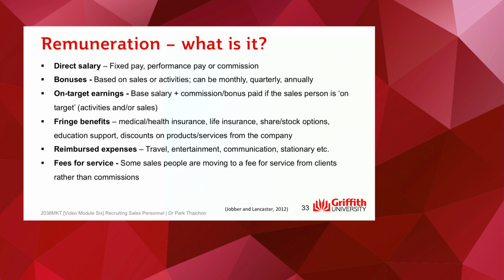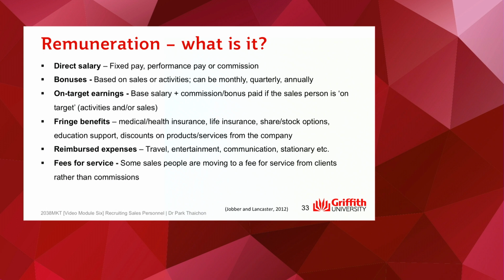The fourth one, other types of benefit. It could be medical or healthcare benefit, a phone, a car, a house, a discount on products, education support, or some other support. And the next one, reimbursement of expenses. So if you are in sales, you can claim petrol, food, accommodation, telephone, mobile phone, work from home and that type of thing, or some of the fees for services.